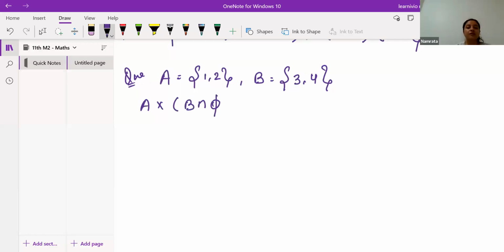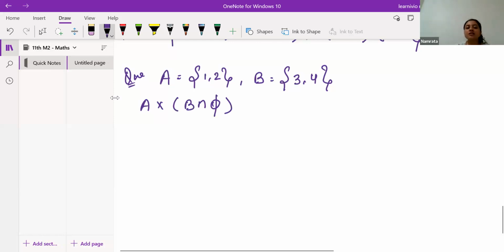So suppose we have a set A, which has elements 1, 2. A set B, which has elements 3, 4. Then we have to find A cross B intersection empty set. Okay, the empty set is there.